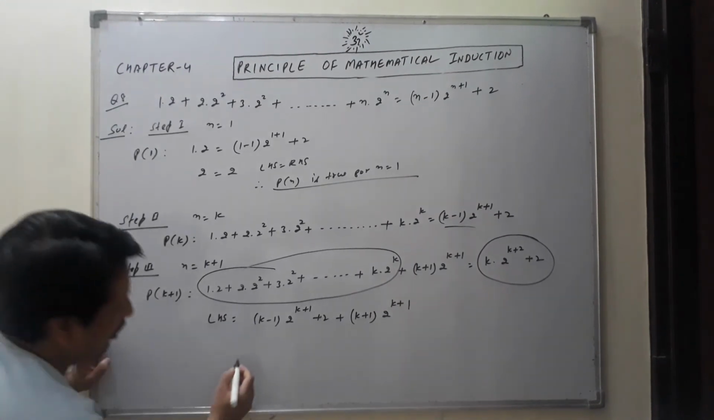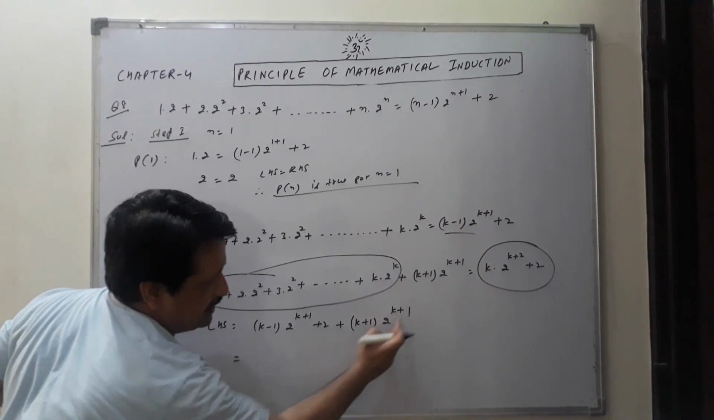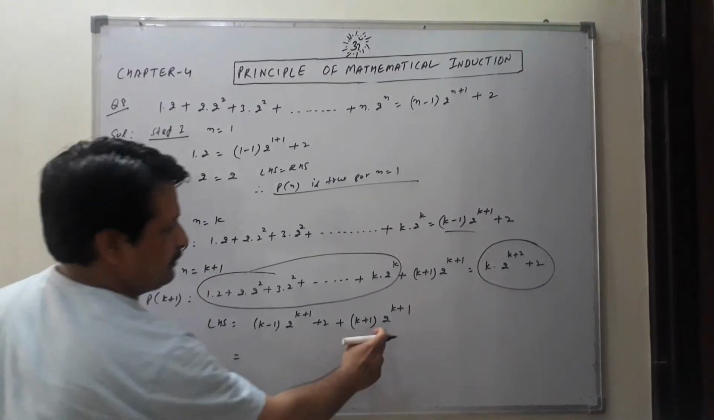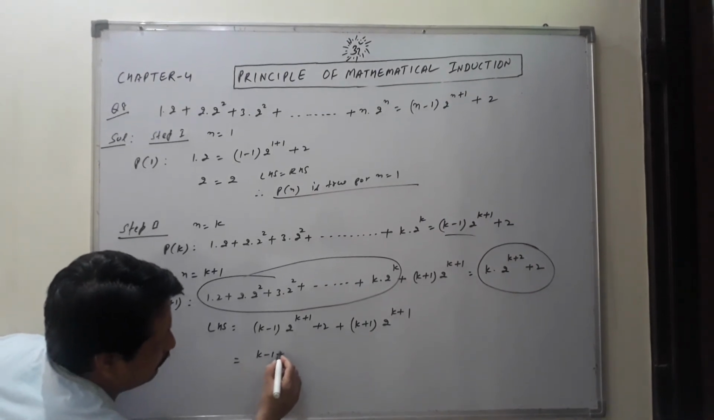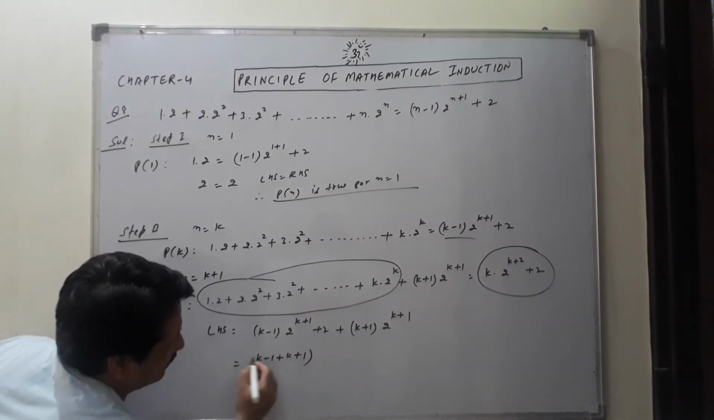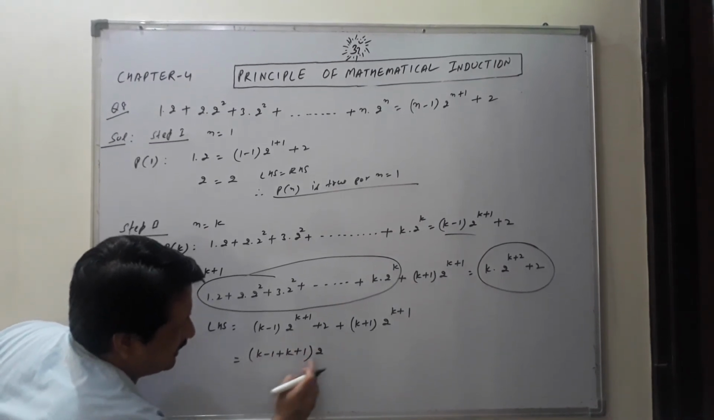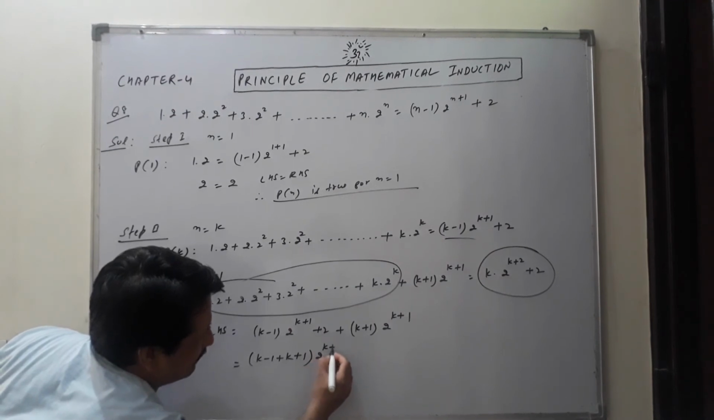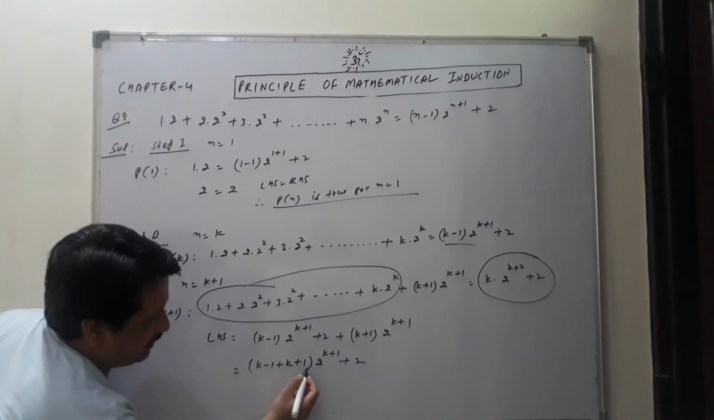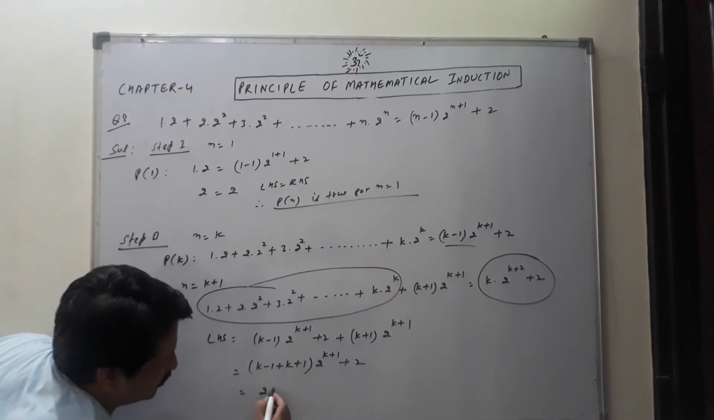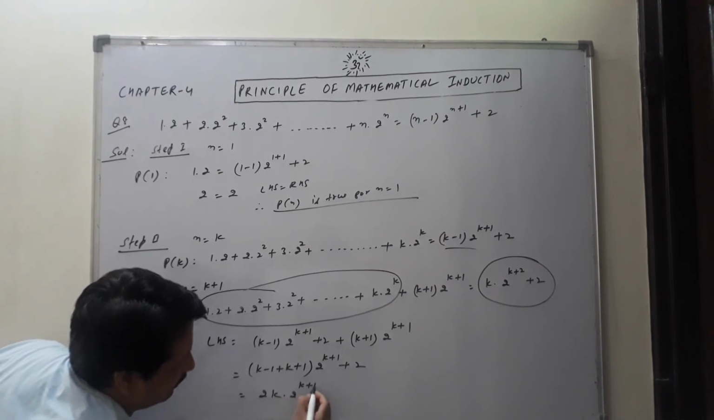Right? Now, one thing you will check: here 2 to the power (k plus 1), and here is also 2 to the power (k plus 1). So we can take this 2 to the power (k plus 1) as common. So it will come as (k minus 1 plus k plus 1) whole into 2 to the power (k plus 1), plus 2. And students, minus 1 and 1 will cancel out, so it will come as equal to 2k into 2 to the power (k plus 1), plus 2.